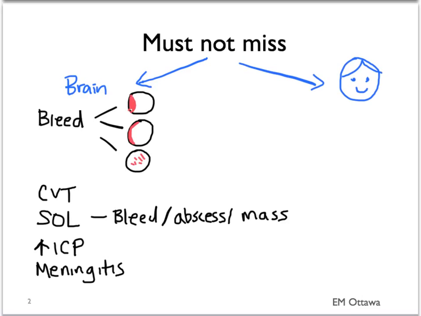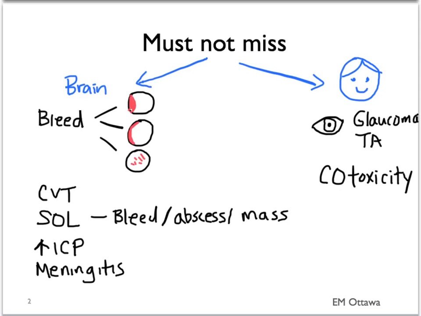meningitis. Outside the brain, we are worried about acute angle closure glaucoma and temporal arteritis, which can affect vision. And lastly, we're worried about carbon monoxide poisoning. These will be the main must-not-miss diagnoses. We will now discuss the history we will want to elicit based on these diagnoses.